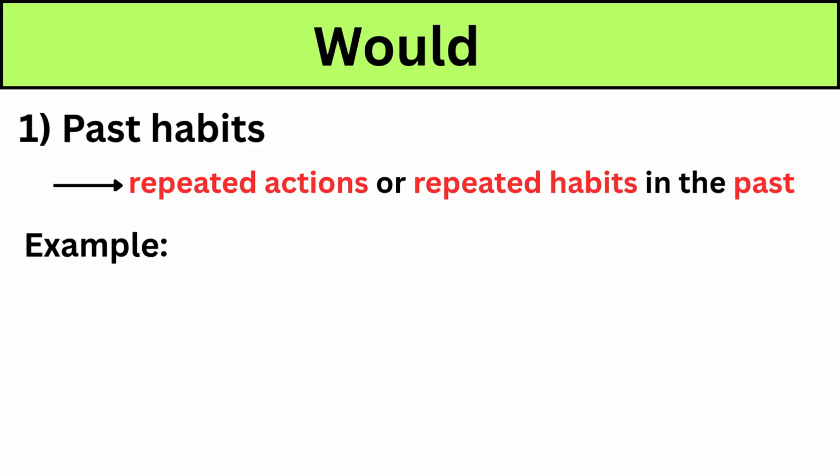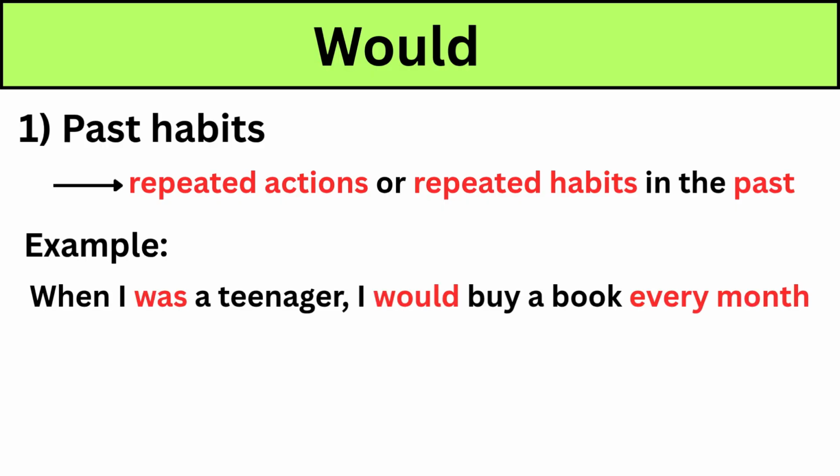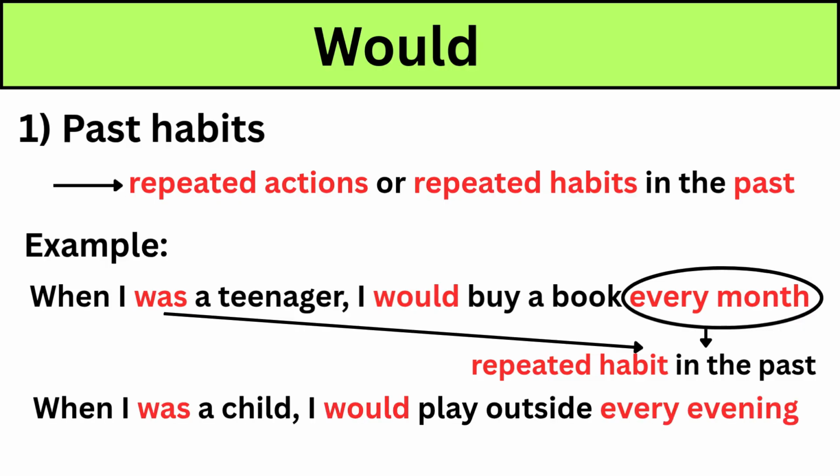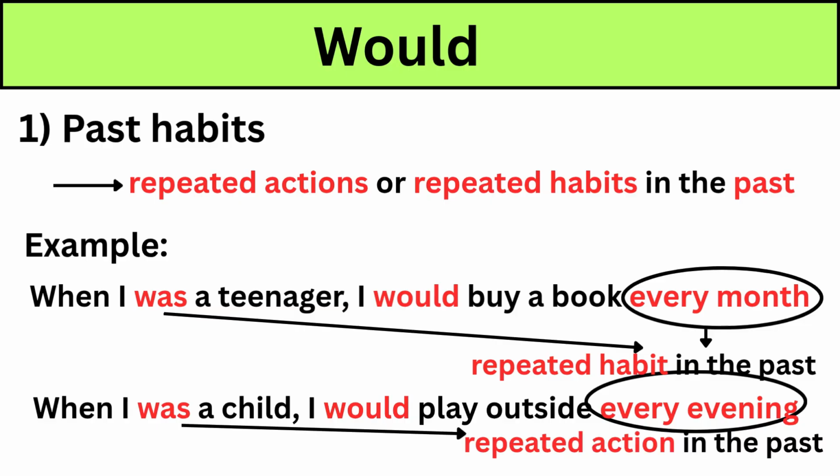For example, when I was a teenager, I would buy a book every month. Here, would buy tells us that buying a book every month was a repeated habit in the past. Another example, when I was a child, I would play outside every evening. This means that playing outside every evening was a repeated action in the past.